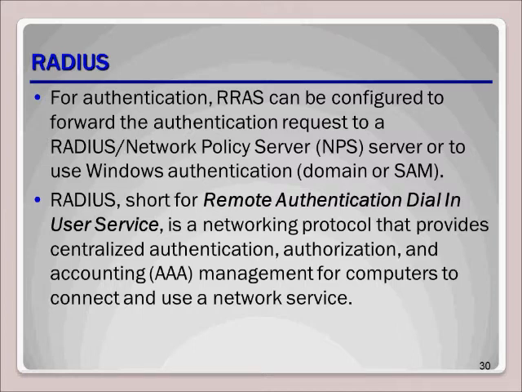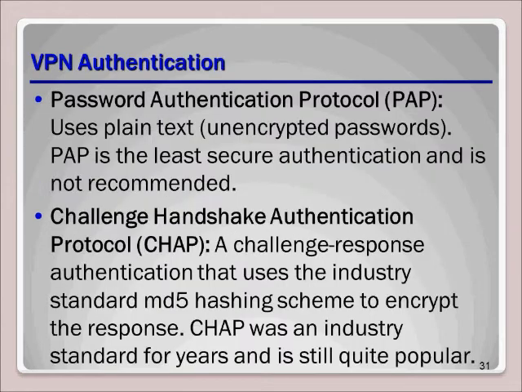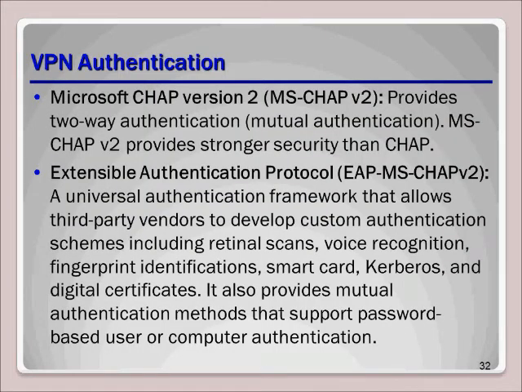When connecting to a VPN, the VPN connection is based on authentication and authorization. Authentication is provided by RADIUS, which is provided by Microsoft's Network Policy Server on Windows Server 2008 servers. You can use various forms of authentication, as illustrated in this slide. The recommended authentication would be Microsoft CHAP version 2 or EAP-MS-CHAP version 2.